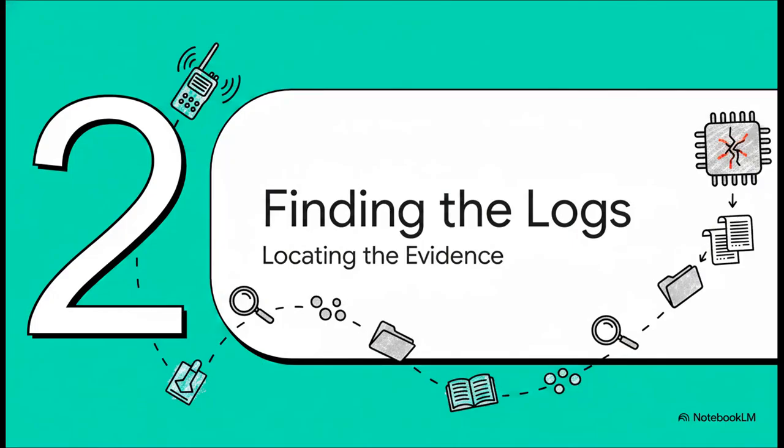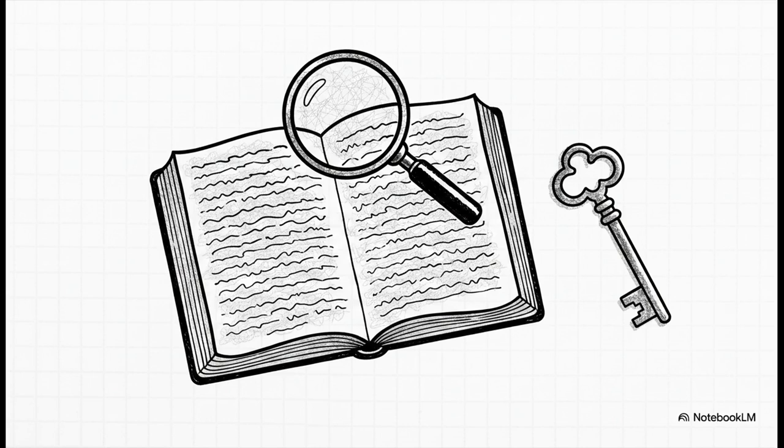Which brings us to part 2, finding the error logs. Now that we know what the walkie-talkie is, we need to actually track down the evidence of its failure. We can't just guess it's broken, we need proof. Luckily, Windows programs are actually pretty great at leaving a trail of breadcrumbs for us.